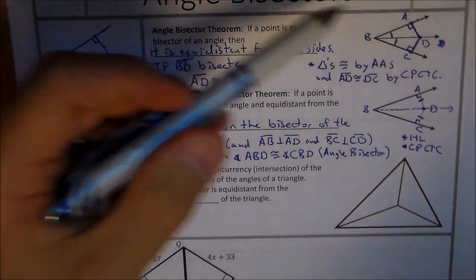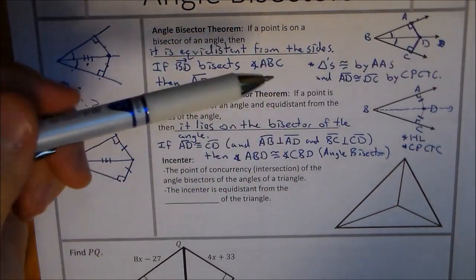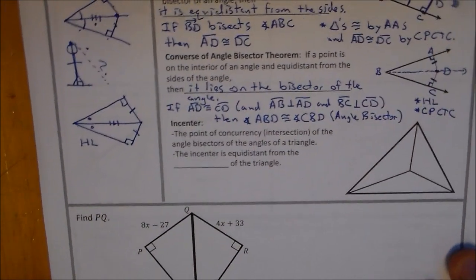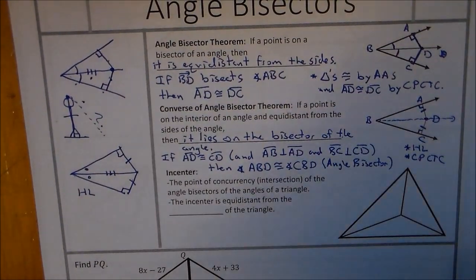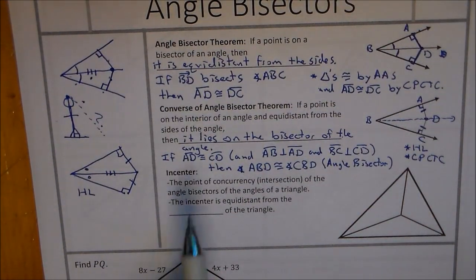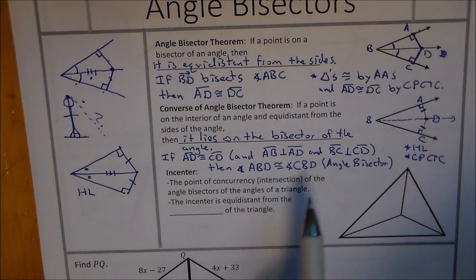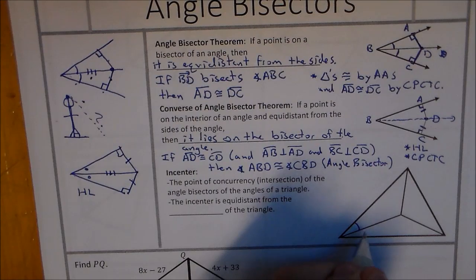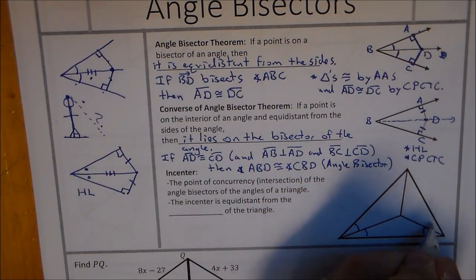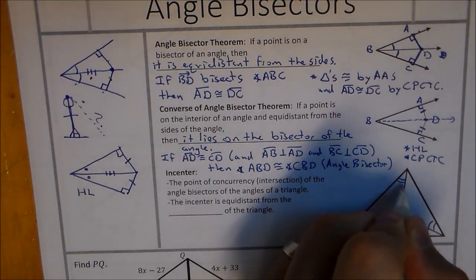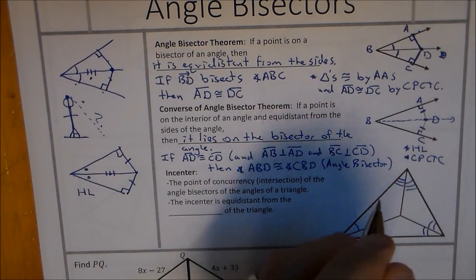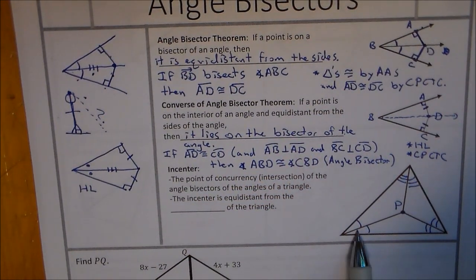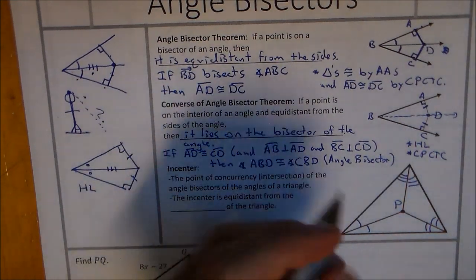Now, we're going to have problems where we deal with just an angle bisector on a single angle and we solve problems. So looking down, that's what those are. But what we also get is one of our points of concurrency, which we call an incenter. So the point of concurrency, or the intersection of the angle bisectors for the angles of a triangle. So these three angle bisectors meet at that point. So when we look at the diagram, P is the point that all of the angle bisectors meet at. We call that the incenter.